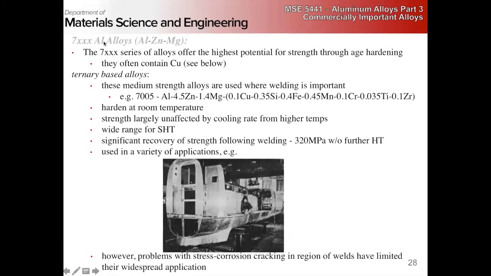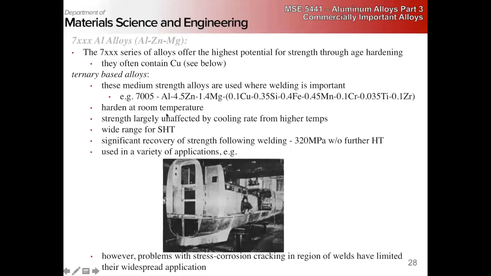The 7000 series of alloys is generally the highest strength age hardening that we can get. They're ternary based alloys, aluminum, zinc, magnesium. They typically also contain a little bit of copper, right? So 7005 is aluminum, zinc, magnesium, copper, silicon, iron, manganese, chromium, titanium, zirconium. All these different elements in there.